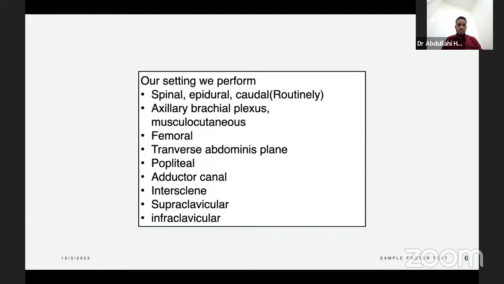In our setting, we perform these types of regional anesthesia: spinal, epidural, and caudal. We do this routinely, along with axillary and brachial plexus blocks. Also, we do musculocutaneous, femoral, transversus abdominis plane (TAP) block, popliteal, adductor canal, interscalene, supraclavicular, and infraclavicular blocks. These are the routine ones we do in our setting. I hope other hospitals in the city share this with us. But cities far from the capital don't have the opportunity to have ultrasound and professionals who can perform such amazing techniques.